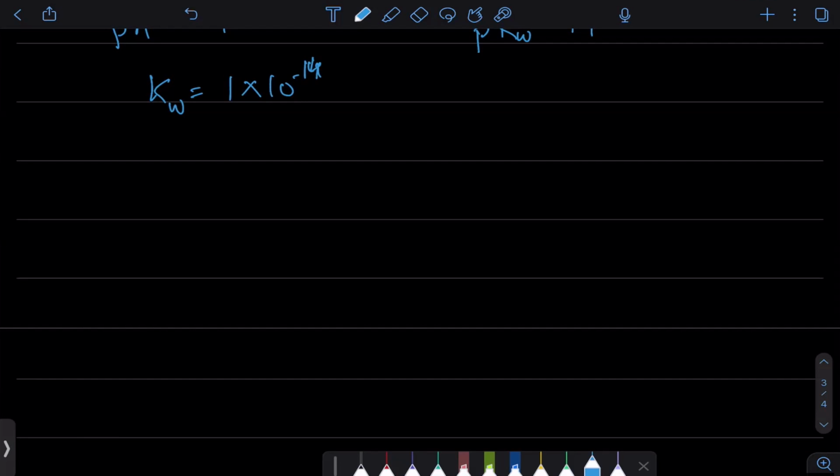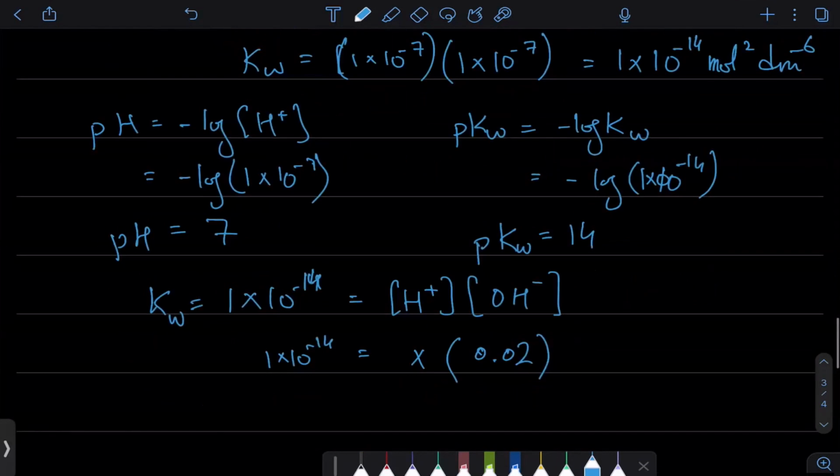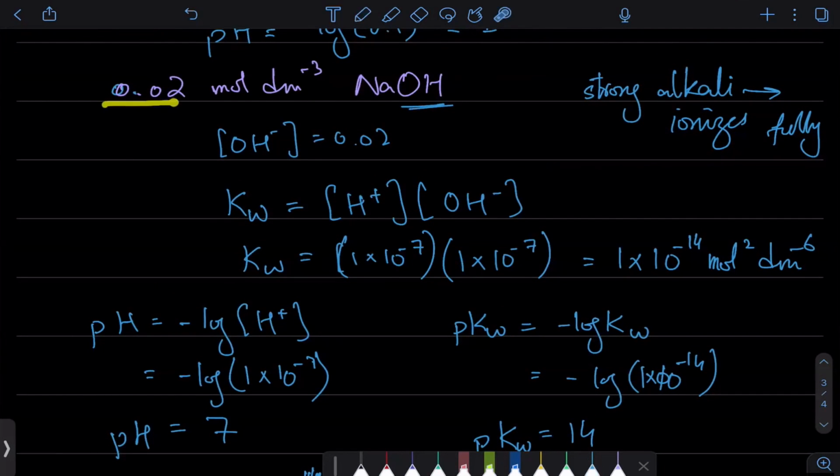So this is basically going to be, so Kw is this, which is nothing but concentration of H positive now and concentration of OH negative now. So this is now going to be 1 into 10 power minus 14 equals H positive, which we do not know, times OH negative, which is basically 0.02. Why? Our assumption is that NaOH is a strong alkali, so the concentration of 0.02 will give me 0.02 OH. अगर ये weak alkali होती ना, तो I would have to figure out कि अच्छा 0.02 नहीं हुआ तो उसमें से कितना हुआ. But right now we're working with strong alkali.